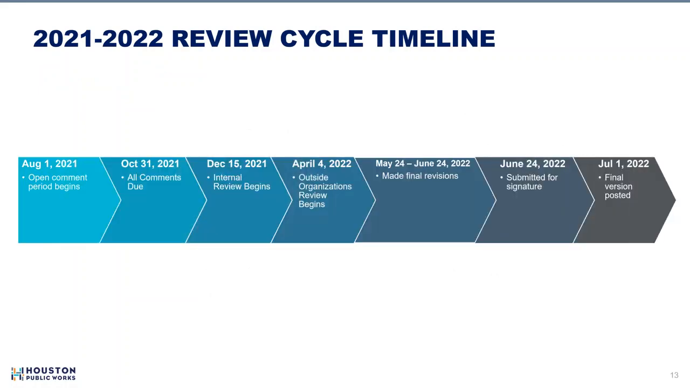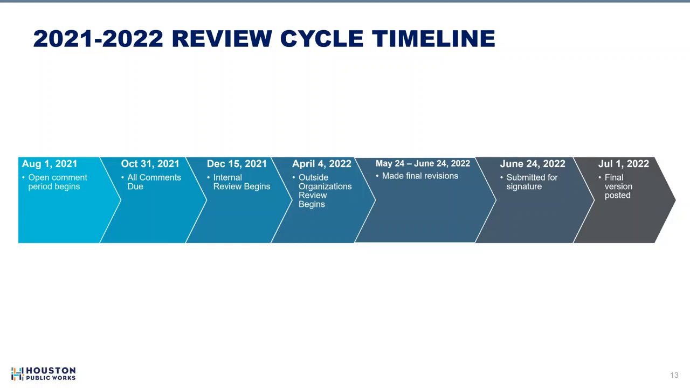This is the timeline for this year's review process. This is a similar process that we followed last year and how we'll continue operating moving forward. The cycle follows the city's fiscal year. The open comment period began in August. The city communicated the opening via e-blast and it was posted on the website.